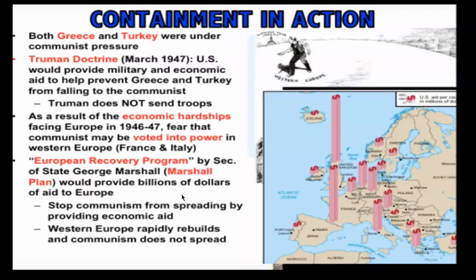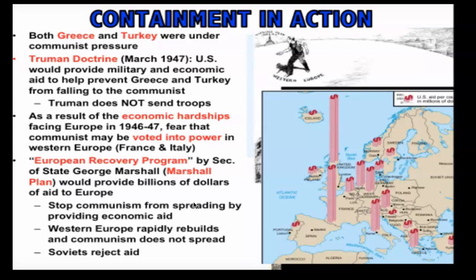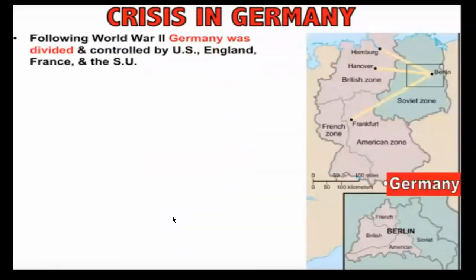Western Europe was able to rapidly rebuild, and communism did not spread into the Western European countries, namely France, Great Britain, but also these countries that were on the western side of this imaginary Iron Curtain line. We did extend Marshall Plan aid to the Soviet Union, but Stalin declined that aid.